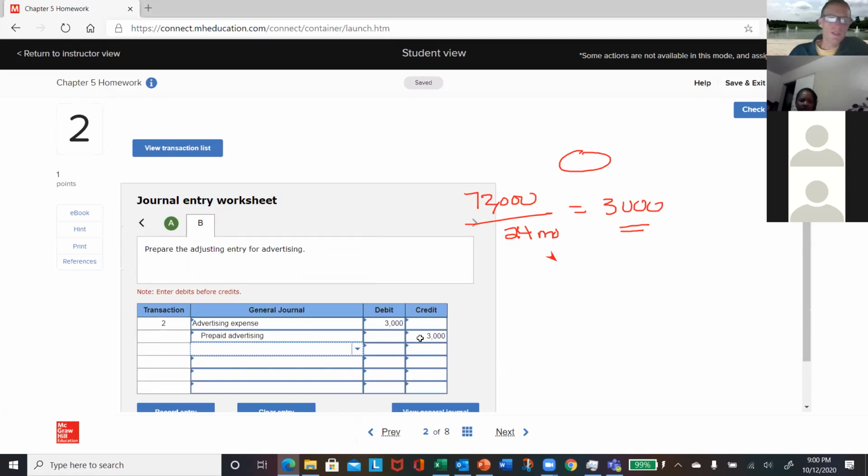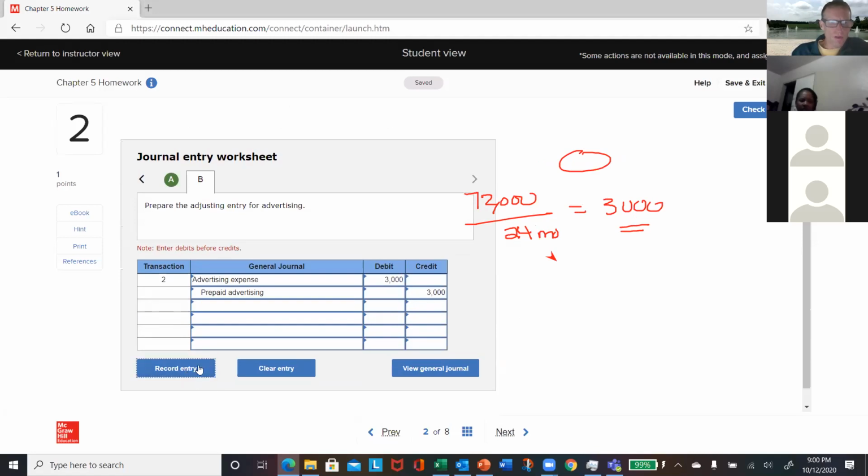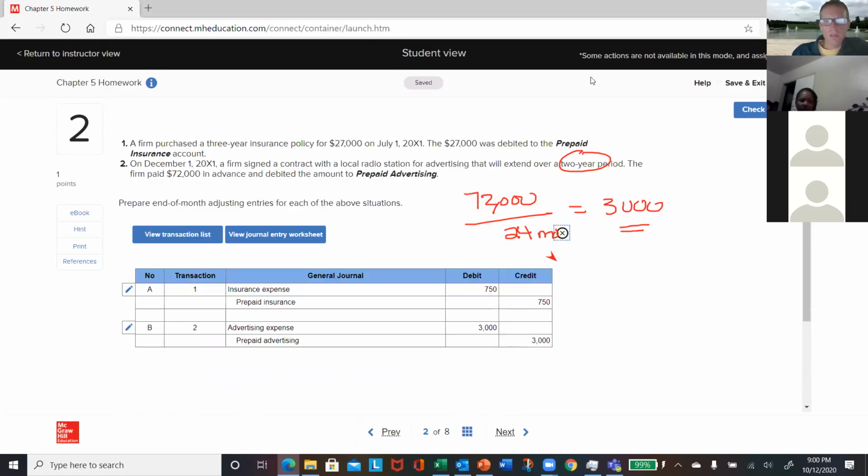That's all you do. So based on what I just showed you, these are both prepaids. I hit record, and of course you can then view the journal. They both look just like that. Okay, so again, all this problem had you do was record the journal entry.